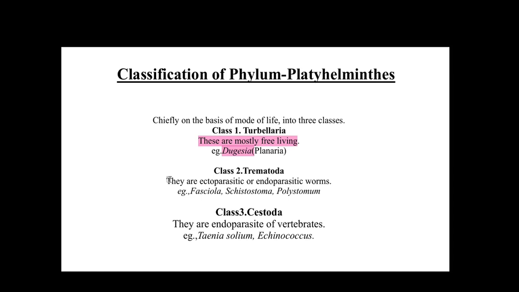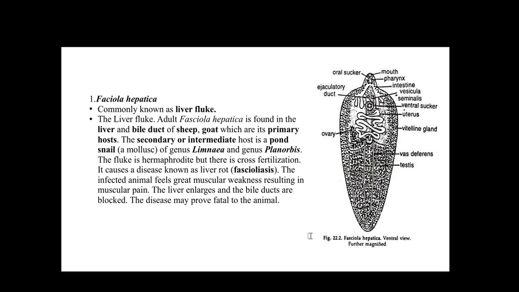Trematoda, they are either ectoparasitic or endoparasitic worms. For example, Fasciola hepatica, Schistosoma, and Polystoma. Cestodes, they are the endoparasitic animals of the vertebrates. For example, Taenia solium and Echinococcus. Now let's discuss some features of Fasciola hepatica, which is commonly known as liver fluke.